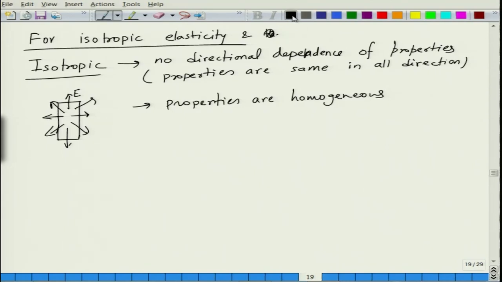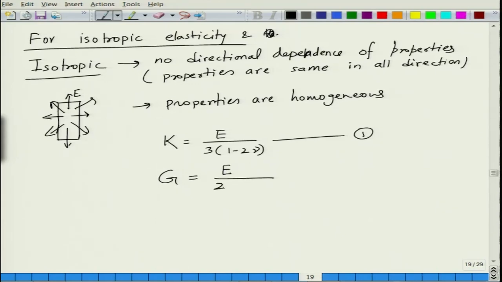In such a situation, I can write that out of these four, if you know two properties, the rest can be worked out, and the relations are K is equal to E divided by 3 into (1 minus 2 nu). So, if you know Poisson's ratio and the elastic modulus, you can work out what the bulk modulus is. Then G is equal to E divided by 2 into (1 plus nu), the second relation. So, if you know elastic modulus and Poisson's ratio, you can work out K and G, and of course, if you know this, you can replace E. If you combine the two equations and rearrange, you can find out what nu is in terms of elastic modulus and shear modulus. This is the third relation. So, these are three fundamental relations that we obtain for different materials.